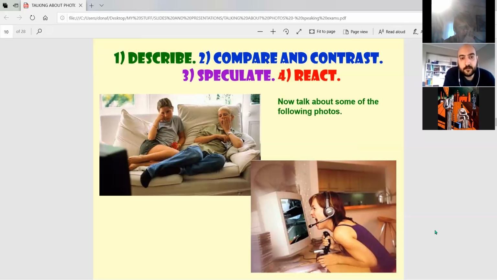And I think that the 2 guys in the photo on the left, they are bored. Yes, they're bored. And this is in contrast with the girl in the photo on the right, because she is playing and she's enjoying that.